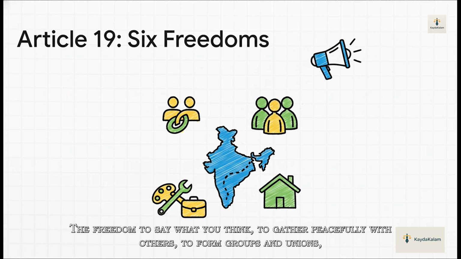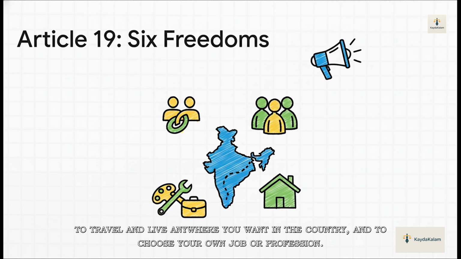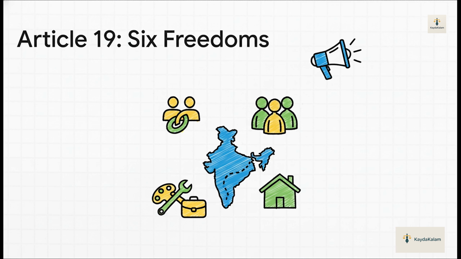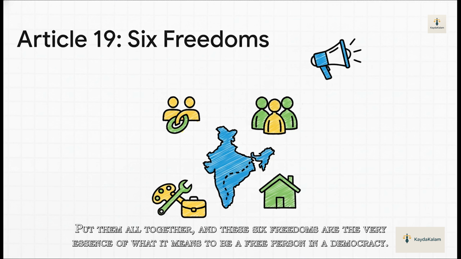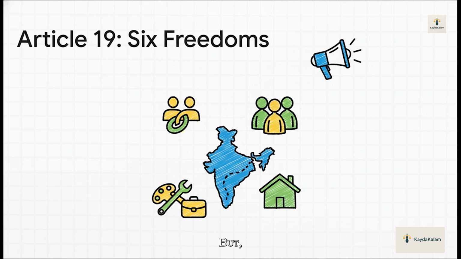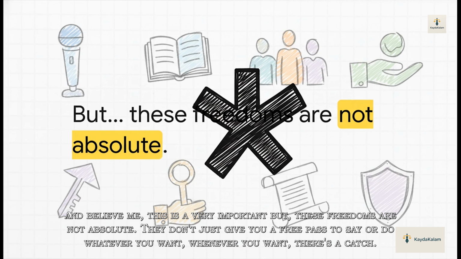And here they are: the freedom to say what you think, to gather peacefully with others, to form groups and unions, to travel and live anywhere you want in the country, and to choose your own job or profession. Put them all together, and these 6 freedoms are the very essence of what it means to be a free person in a democracy. But, and believe me, this is a very important but, these freedoms are not absolute. They don't just give you a free pass to say or do whatever you want, whenever you want.